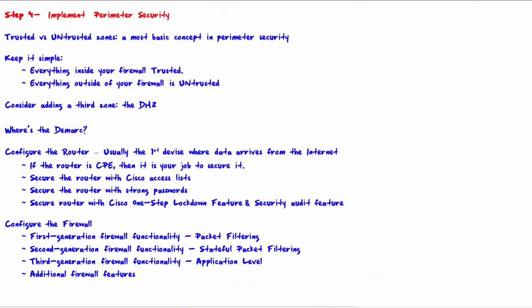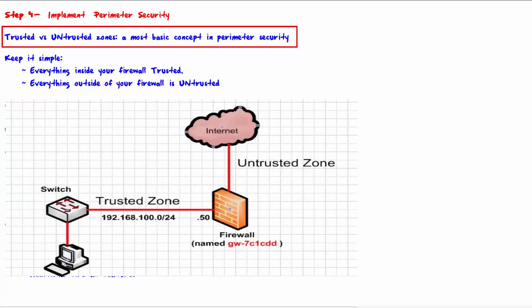Welcome to step 4. Implement perimeter security. Trusted versus untrusted zones, a most basic concept in perimeter security.